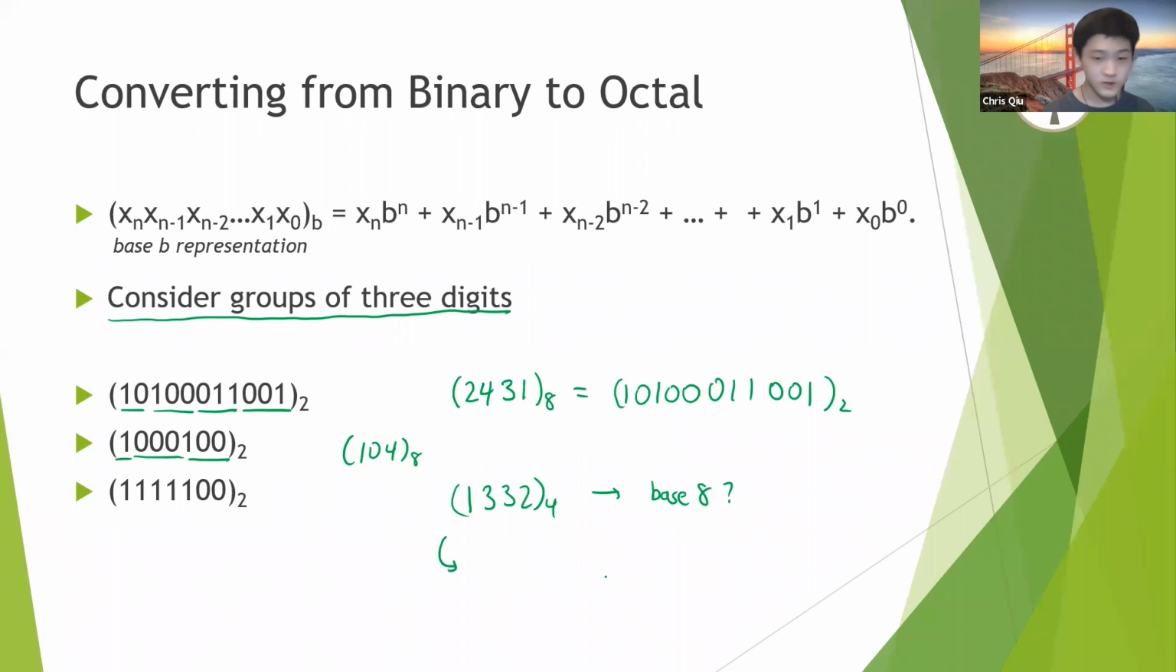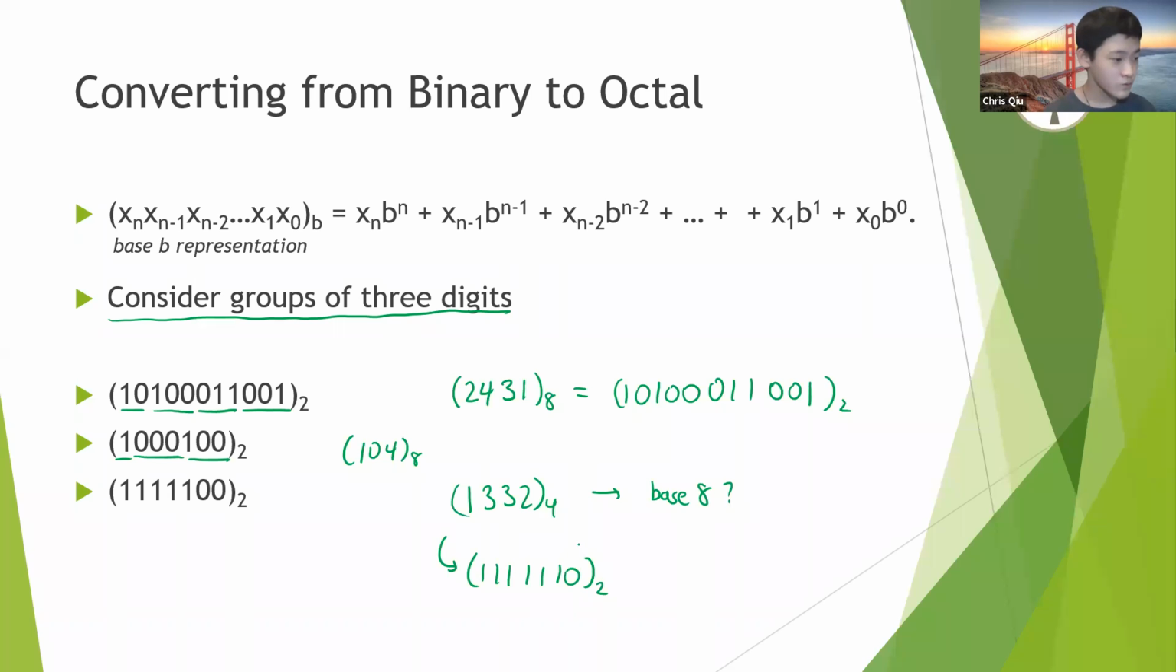To convert this number to base 2, we do something similar to converting base 8 to base 2. We take these digits and we represent them in base 2. So 2 will become 1, 0, 3 will become 1, 1, 3 will become 1, 1, and 1 becomes just 1. And this will be our base 2 representation.